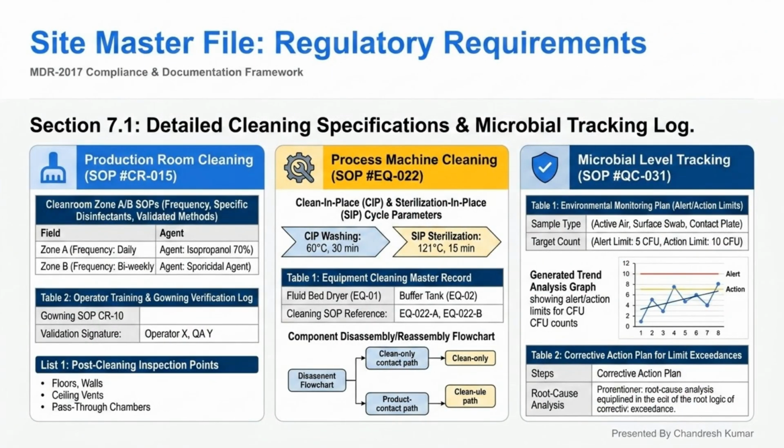Section 7.1 details cleaning and microbial tracking. It covers production room cleaning SOPs, process machine cleaning with CIP and SIP cycles, and microbial level tracking, including alert and action limits for CFU counts and corrective action plans for exceedances.